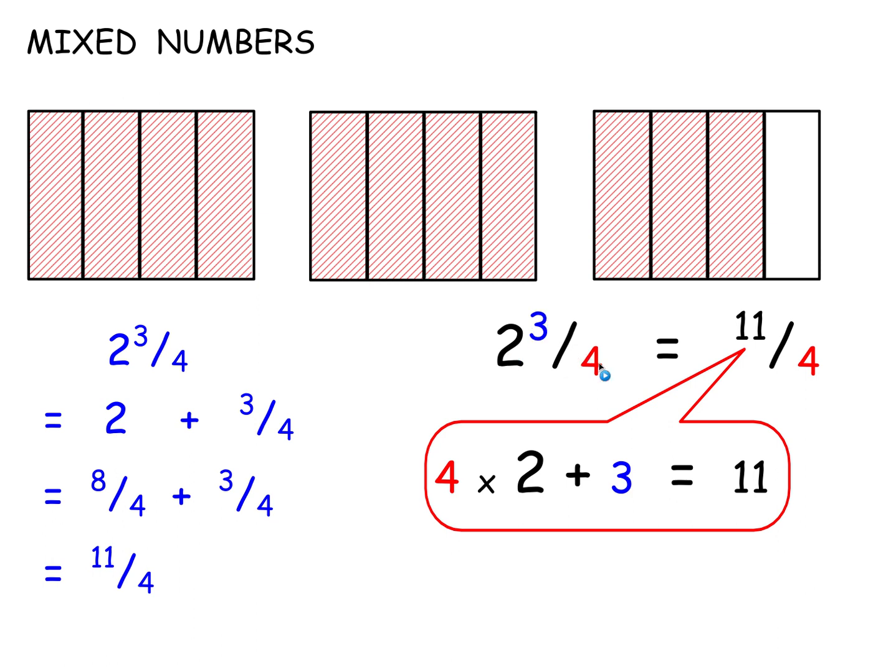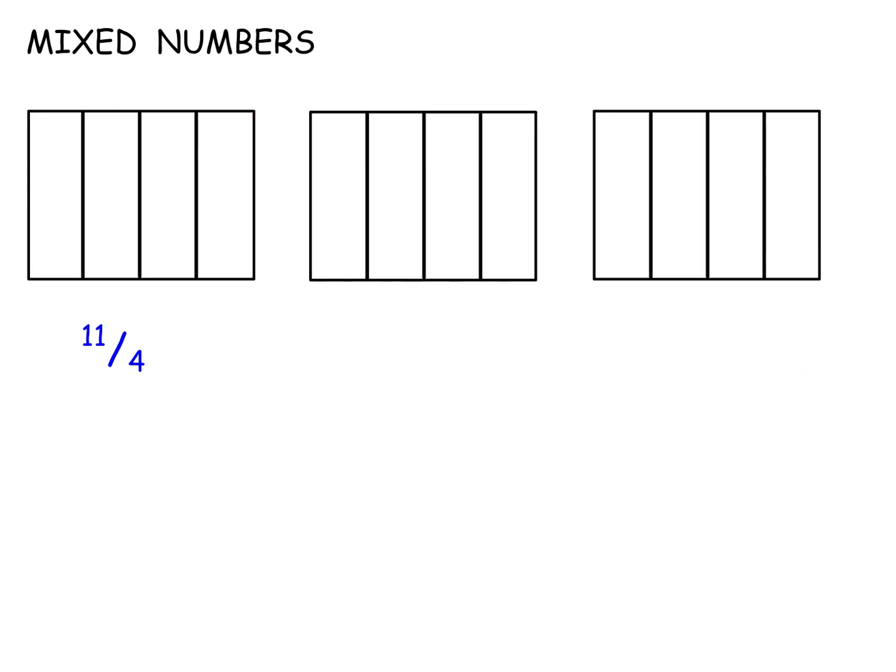So it's 2 3/4. It's basically how many quarters do you have. 2 is worth 8 quarters, and then plus the 3 quarters makes 11 quarters. So that's changing from a mixed number to a top-heavy fraction. You can work that backwards, of course.